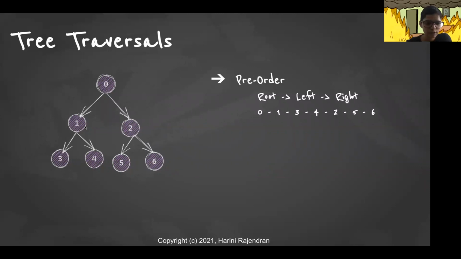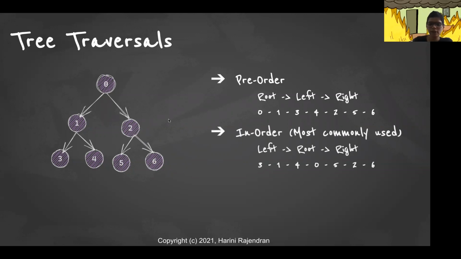Now the whole of this left subtree is over. So now we have visited the root, we are done with the left subtree, and now let's go to the right subtree. So here 2 followed by left subtree 5 and then the right subtree 6. So the pre-order traversal is root, left, and then right: 0, 1, 3, 4, 2, 5, and 6. So this is the pre-order traversal of this tree.